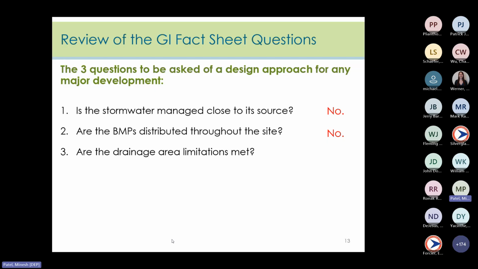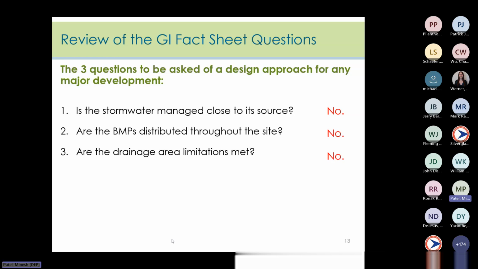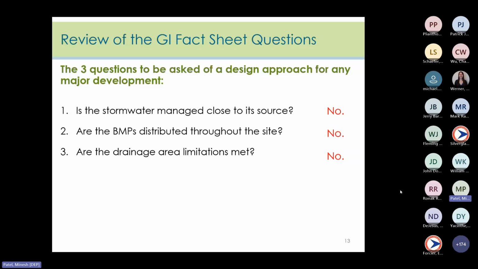And then 3, are the drainage area limitations met? Well, it didn't look like basins 2 and 3 infiltrated the water quality design storm and were instead discharging downstream during the water quality design storm. So the answer is likely no.